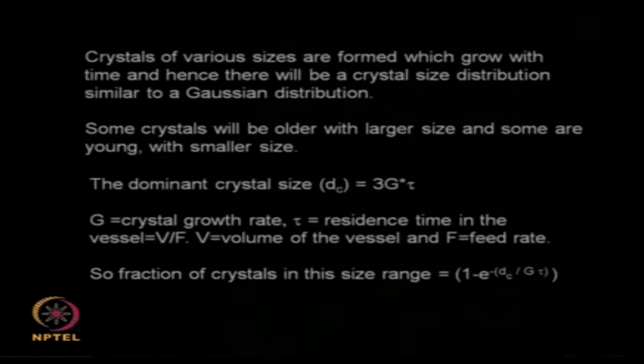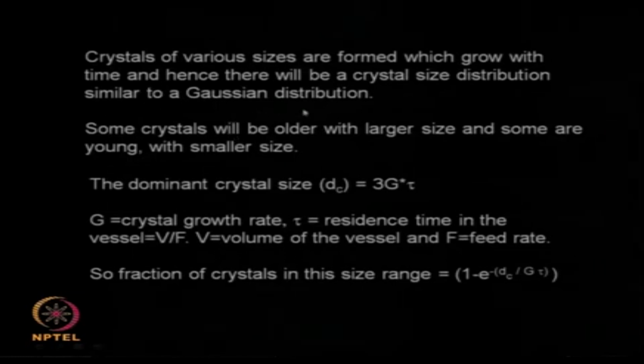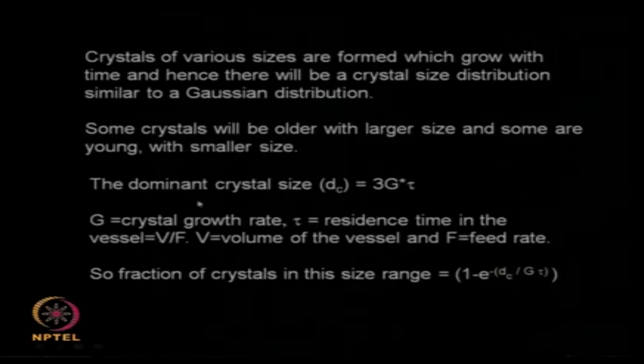So crystals of various sizes are formed which grow in time, and although you would like to have a monodisperse population, that means crystals of one single size, it will instead follow a Gaussian or a uniform distribution. So some crystals will be older, so they will have larger size, some crystals will be young, so they will have smaller size. So the dominant crystal size dc is given by 3G into tau. Tau is the residence time in the vessel, that is volume in the vessel divided by flow rate or feed rate, and G is the crystal growth rate. So the fraction of crystals in this size range will be 1 minus e to the power minus dc by G tau.